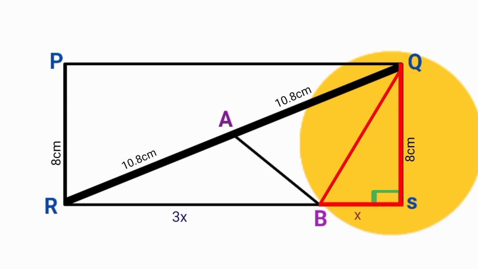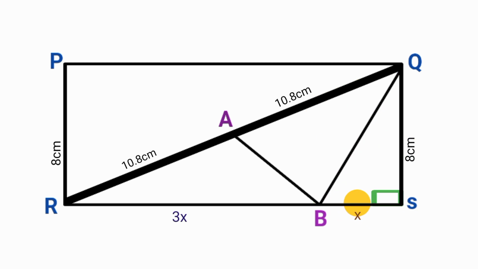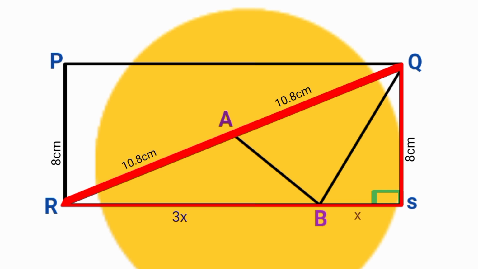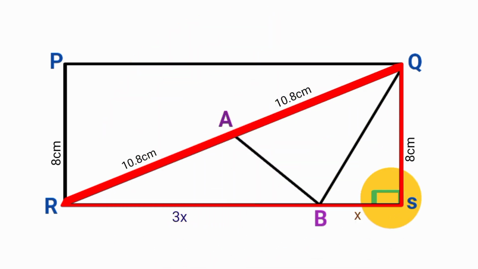So since this is a right angle triangle, we can use the Pythagorean theorem to find the length of line BQ if we have the length of this line BS here. So what's the length of line BS? We have this as x and this line BR as 3x. So if we have the length of line RS, we can substitute it and find the length of line BS. So if you look closely, this triangle here, also triangle QRS, is also a right angle triangle on its own, because this angle here is a right angle.